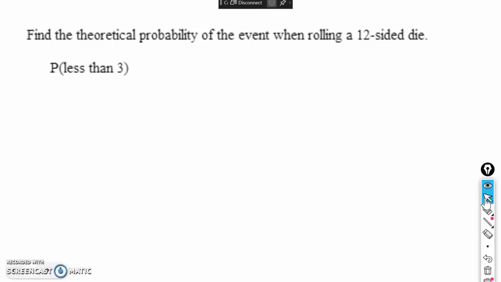Find the probability of the event when rolling a 12-sided die. A 12-sided die would have the numbers 1 through 12 written on it. So that means there are 12 possible outcomes.